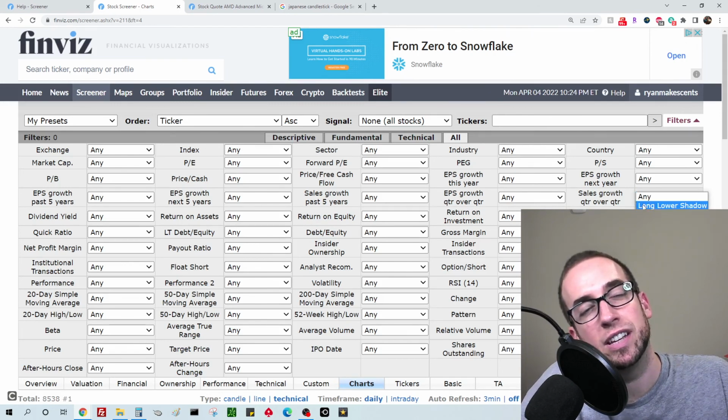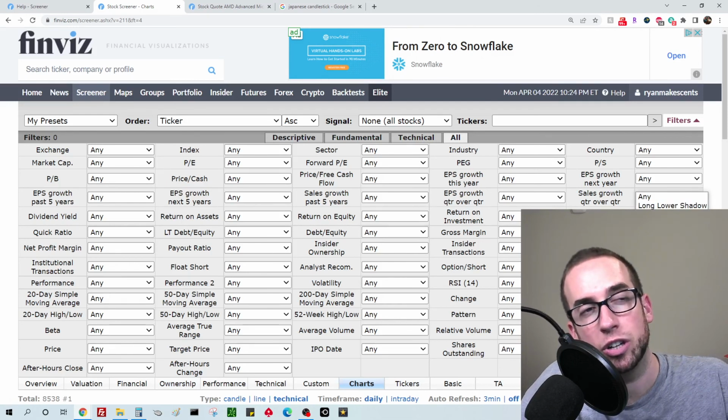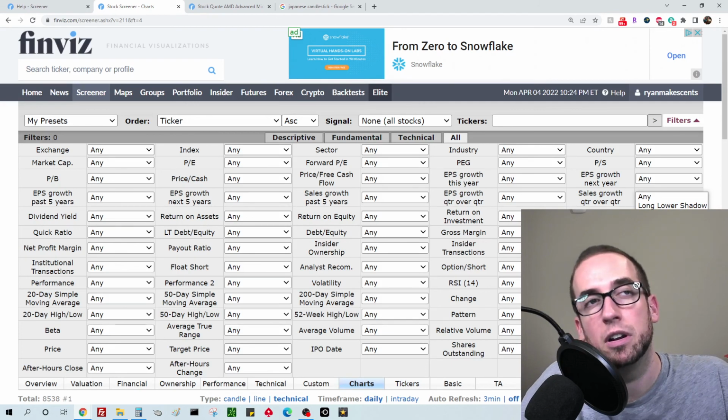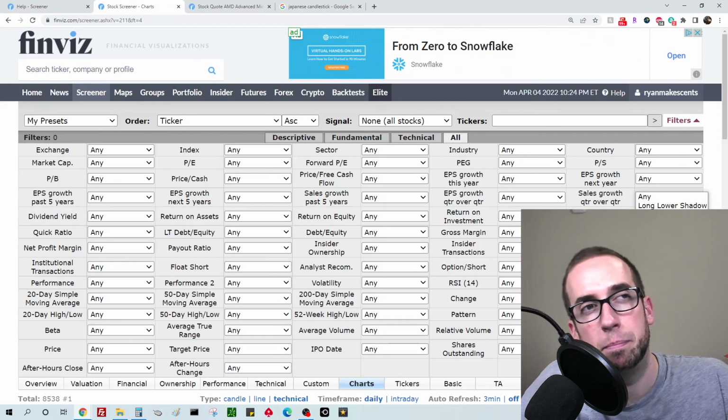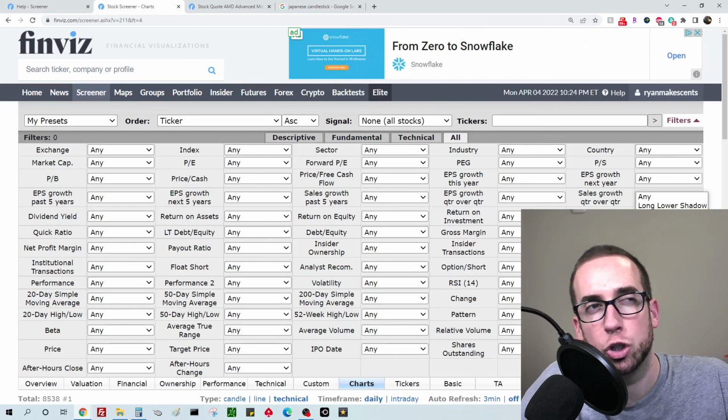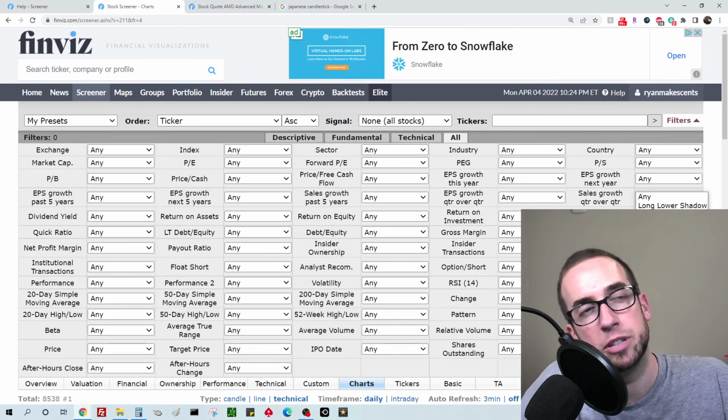So I'm going to hover over these and tell you if they are bearish or bullish. Long lower shadow, bullish. Long upper shadow, bearish. Hammer, bullish. Inverted hammer, could be bullish. Spinning top white, bearish. I don't like spinning tops, but say they're both bearish. Doji is bullish. Dragonfly Doji is bullish. Gravestone Doji is bullish.